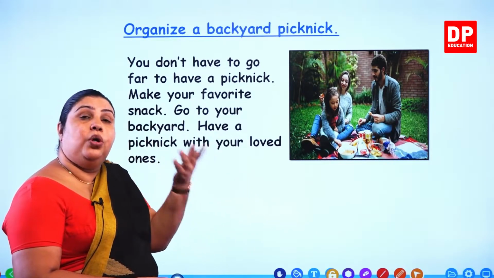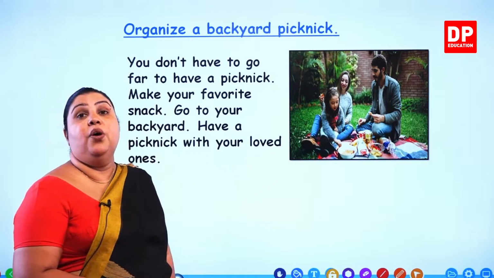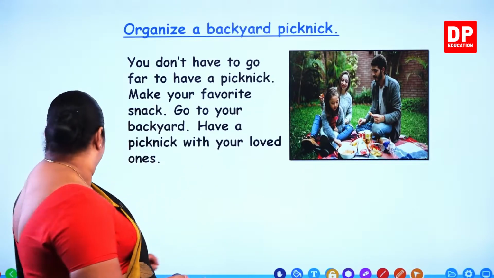You don't have to go out of your house or you don't have to go looking for a place, but you can do it in your premises as well.